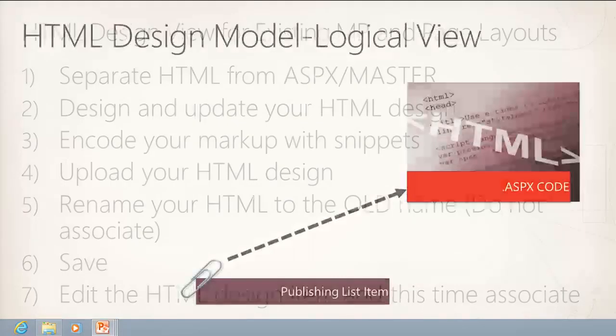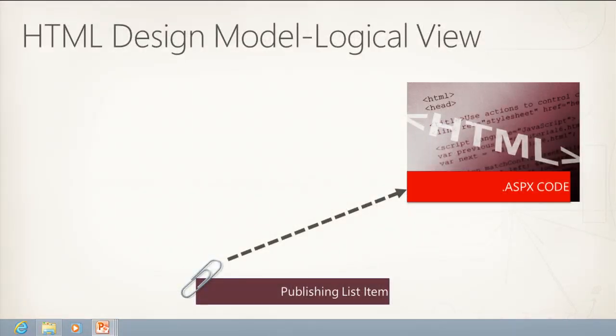That seemed like a lot of steps. What does that look like? In general, very high level, your publishing list item has an attachment, a little attachment column to its page layout.